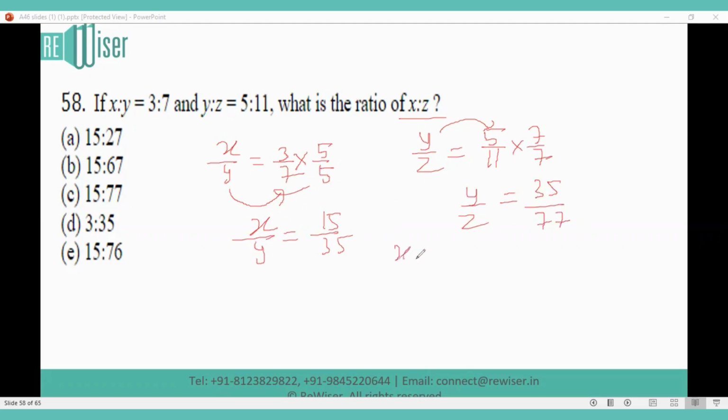So if they say find out x ratio z, you can take the x ratio, that is 15, over the z ratio, that is 77. So the answer is C.